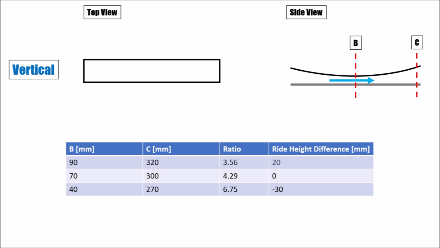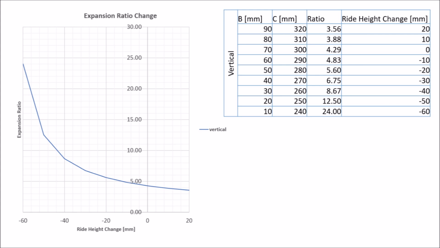If now, for any reason, the ride height goes 20 mm up from normal, we have 90 in section B and 320 in section C. The expansion ratio is now 3.5 and much lower than the 4.3 of our normal height. If we now add some steps and put it in a diagram, we can see how dramatically this ratio is changing the lower my car is above the ground. This is the reason why teams try to run cars as low as possible to get more downforce. And even if you just raise the car slightly, you lose lots of performance.